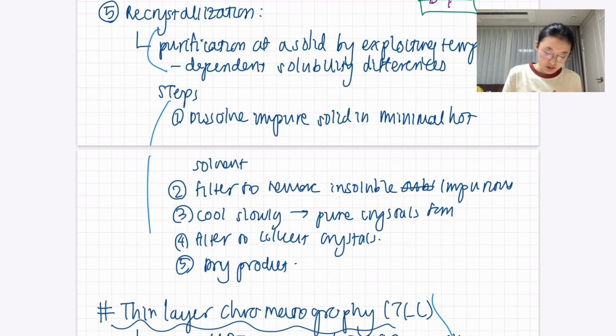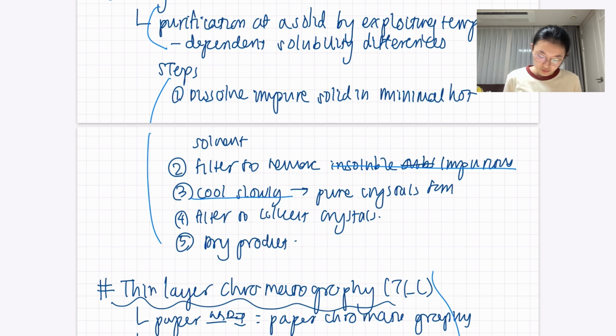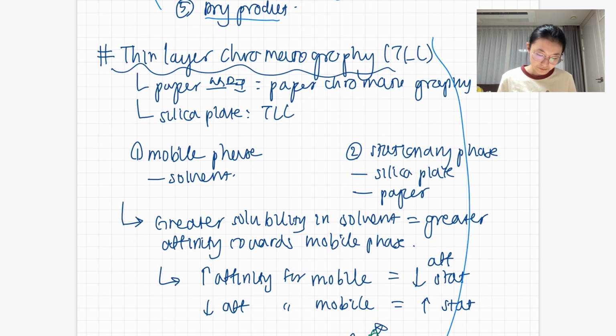So the way that we do this is we dissolve an impure solid in a minimal hot solvent, and we filter it in order to remove the insoluble impurities. Then we're going to cool slowly, so pure crystals are going to form, and then we're going to filter and collect the crystals, and dry the product. This is pretty much just how it goes.